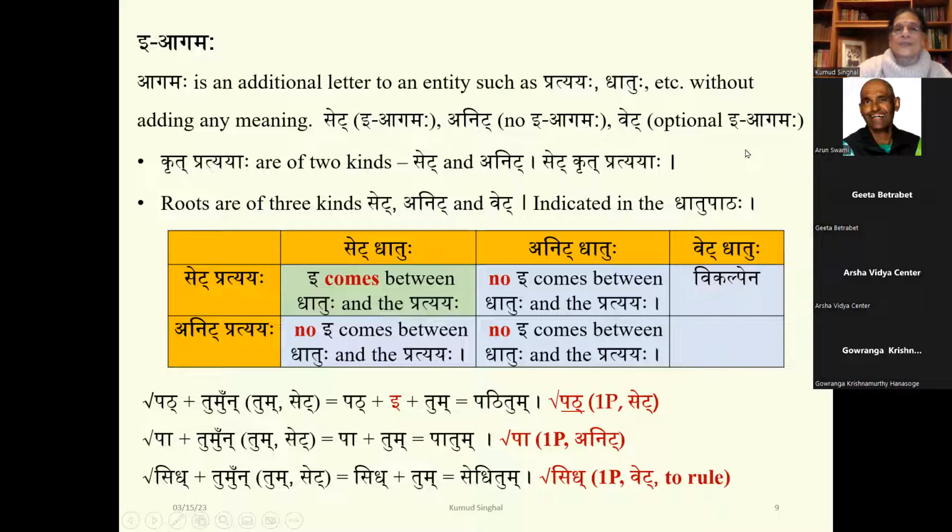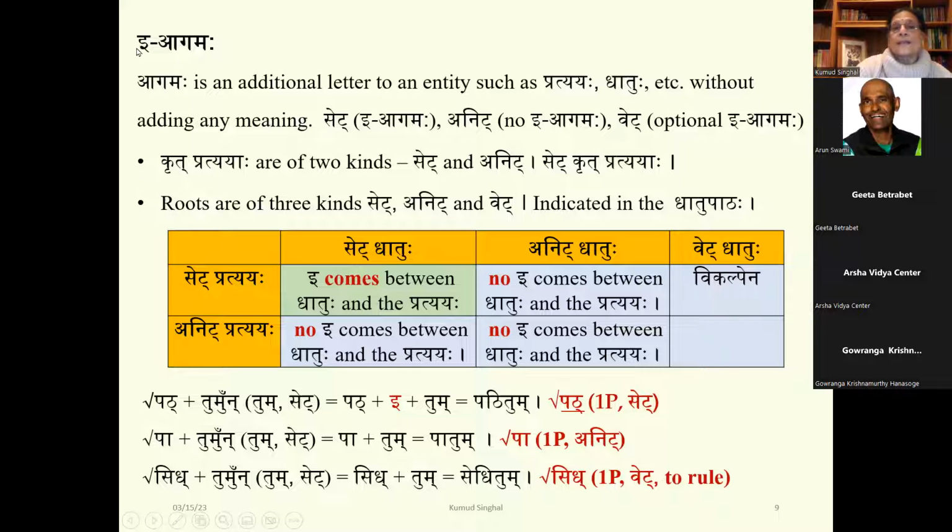This is additional, all right. So the roots are of 3 kinds: set, anit, and vet. And they are indicated in the dhatu patha. So now when you are adding a suffix to the root, you have to see whether the root is set, anit, or vet, and whether the pratyaya is set or anit.